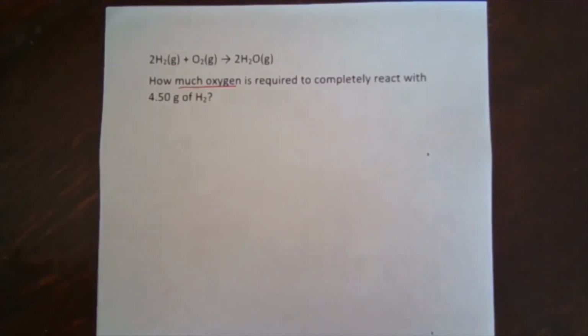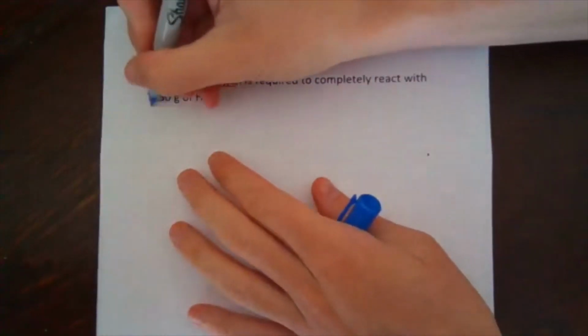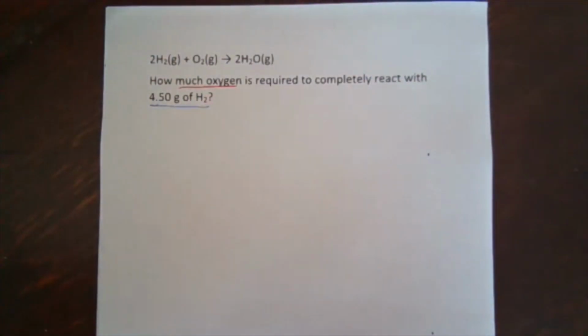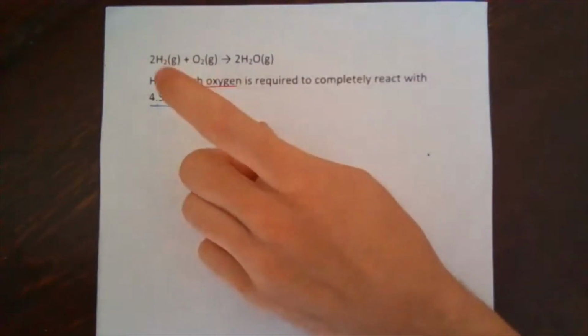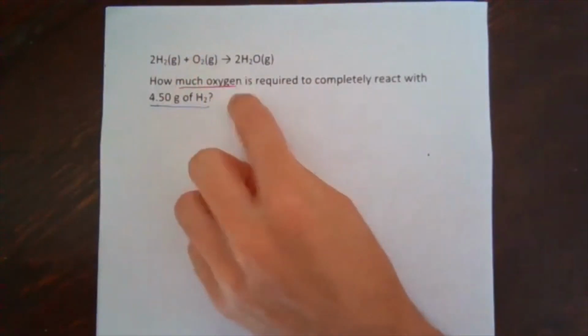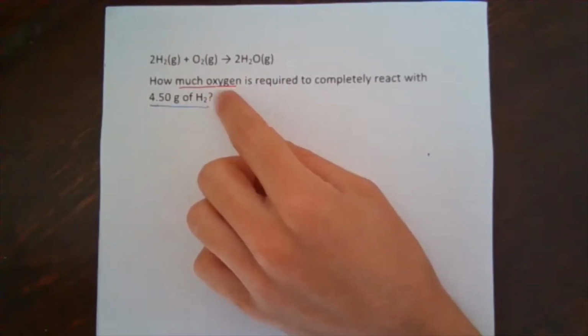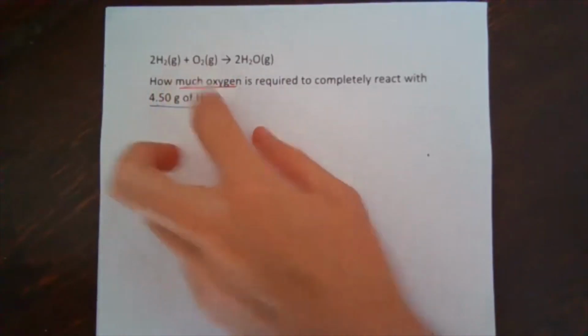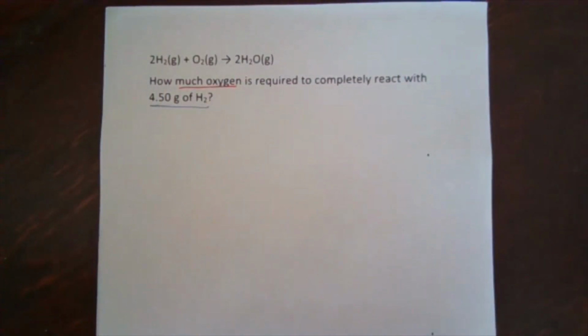All right, so if we look at this kind of setup, how much oxygen will you react with 4.5 grams of H2? And so when we see that word much, how much oxygen, that's going to be mass. So how many moles, how much always implies mass. The other thing, we can always kind of assume that we're looking for a mass measurement.